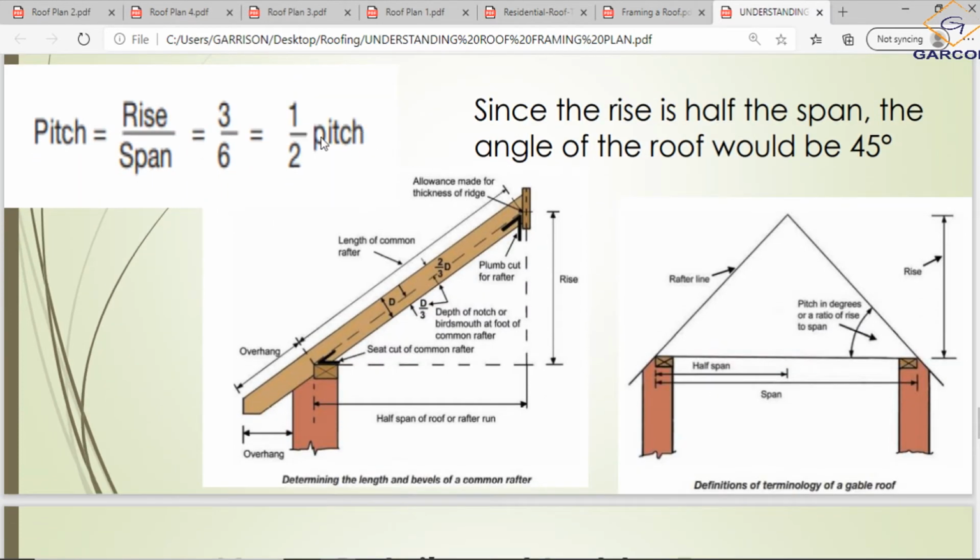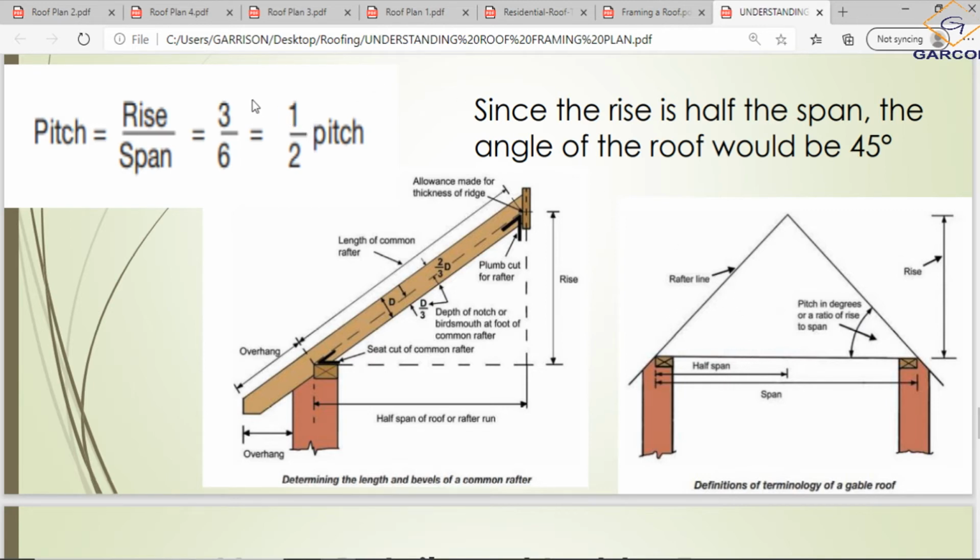So basically the total angle that a roof can be is 90 degrees, which is exactly perfectly straight. So when you work out the fraction, whatever you end up with would be that amount of 90 degrees. So the fraction half would represent half of 90. Therefore half of 90 is 45 degrees. So the angle of the roof is 45 degrees.